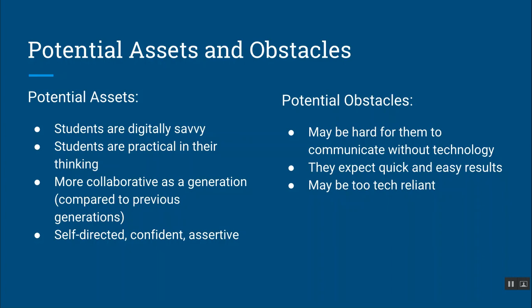For potential obstacles, it may be hard for them to communicate without technology just because they are so used to communicating with their peers and their family members with text messages or Snapchat or whatever it is. They expect quick and easy results very much for their schoolwork, their tests. They also may be too tech reliant. It's important to note that not everyone has a hard time communicating face-to-face, but it may be a possibility depending on how much they get of it at home.